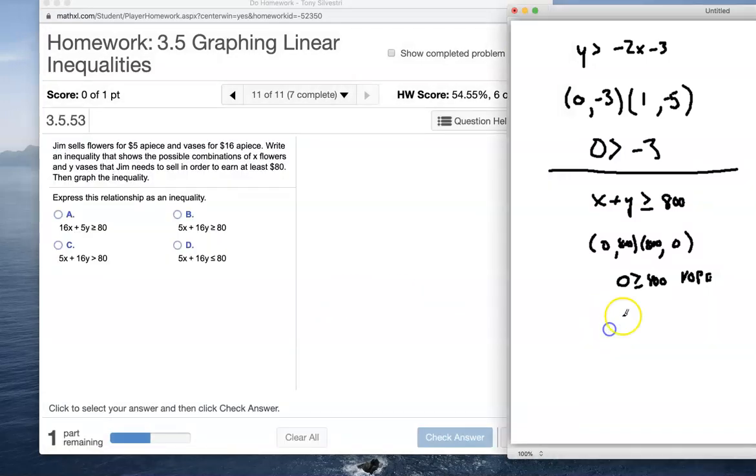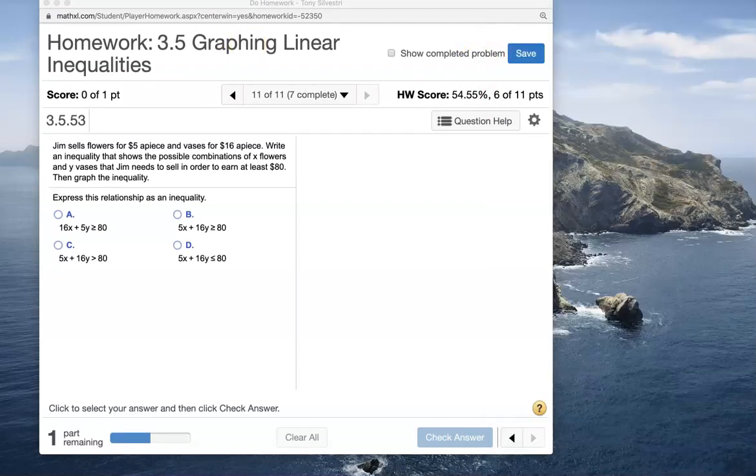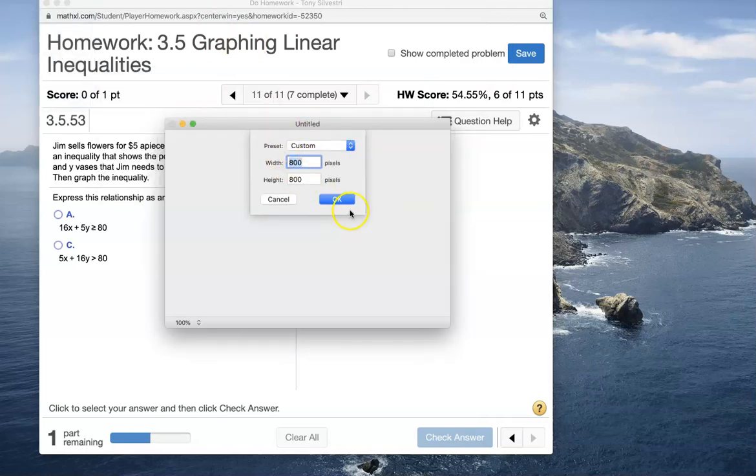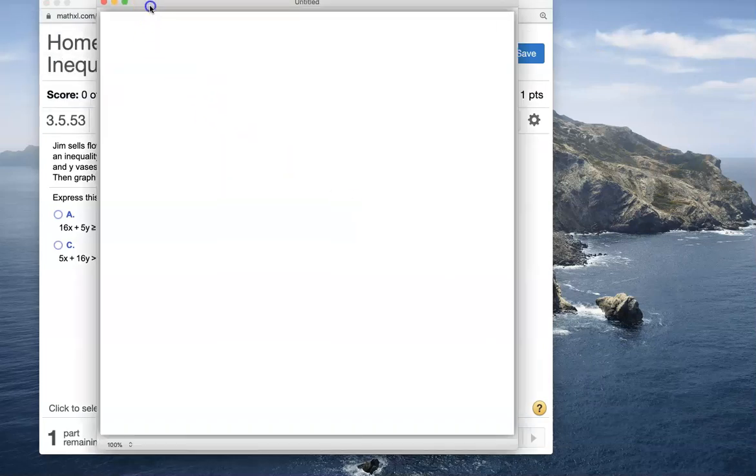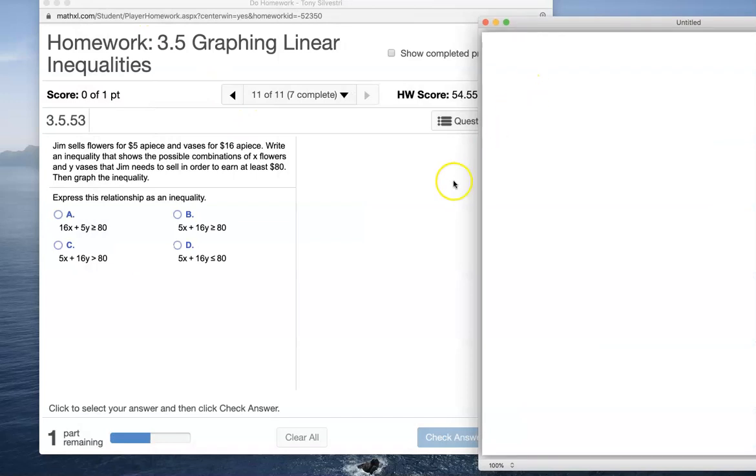Another word problem, and this word problem isn't all that involved, so just in case though, let me get a new sheet of paper, file new. Okay, and come over here, and let's see. Jim sells flowers for $5 a piece, and vases for $16 a piece. Write an inequality that shows the possible combination of flowers and vases that Jim needs to sell in order to earn at least $80.